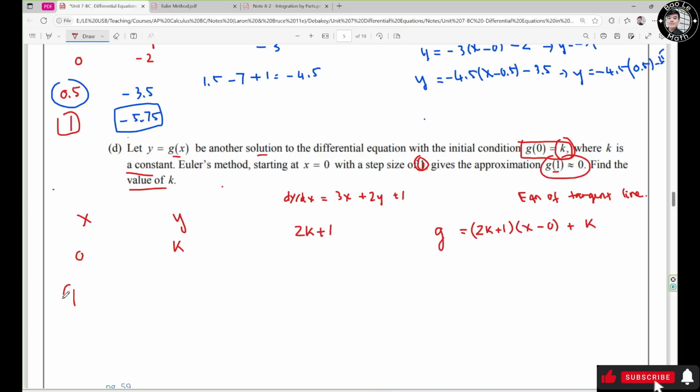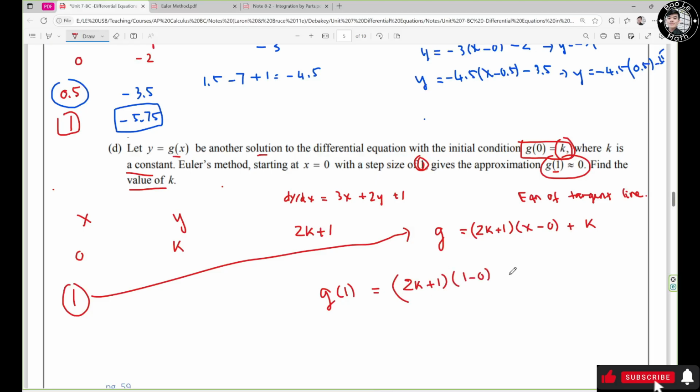Now substitute 1 for s into this equation. Does that mean I get g of 1, right? It's going to be 2k plus 1 times 1 minus 0 plus k, and this one equals 0 right here, right? Now I need to solve for k, right? So 1 minus 0 equals 1, right? So I have 2k plus k, it's going to be 3k plus 1 equals 0. K equals negative 1 over 3. This one is the final answer.